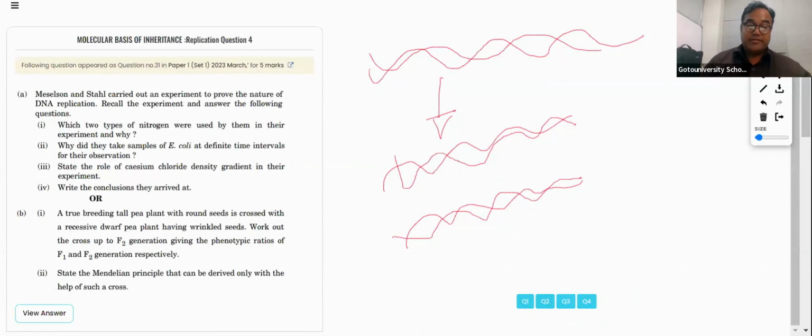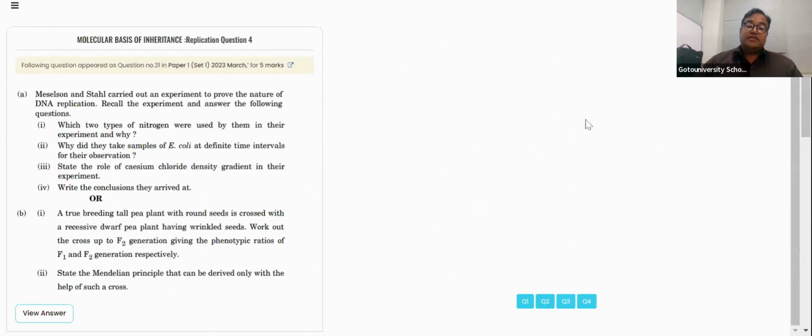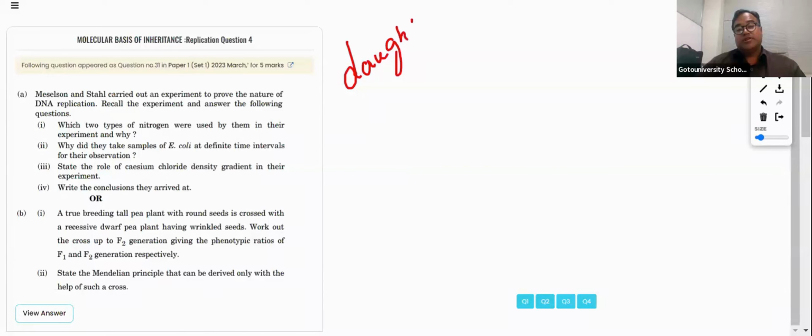So again, I'm repeating, the two DNA strands will move away from each other, and by using the two single-stranded DNA, we are getting the mature DNA. This is the mature DNA, or the daughter DNA which is formed. The newly formed DNA is called what? Daughter DNA. Okay, the newly formed DNA is also called daughter DNA.